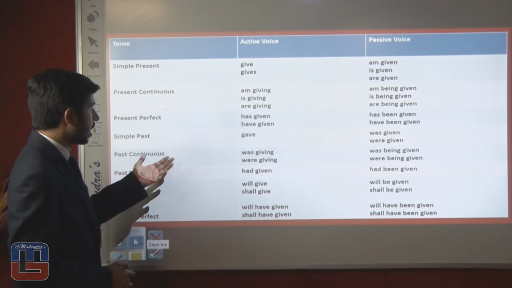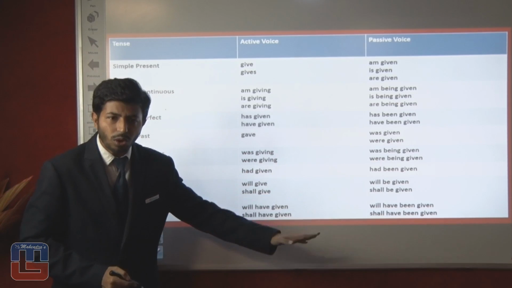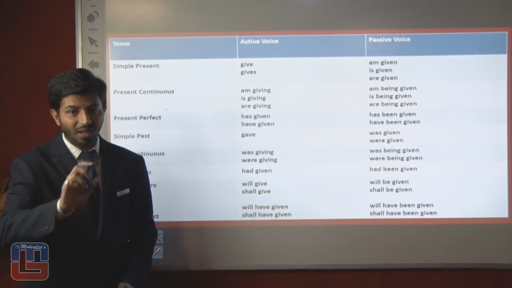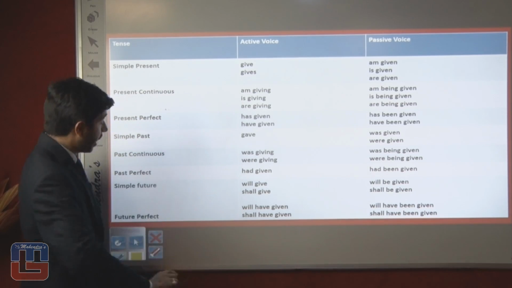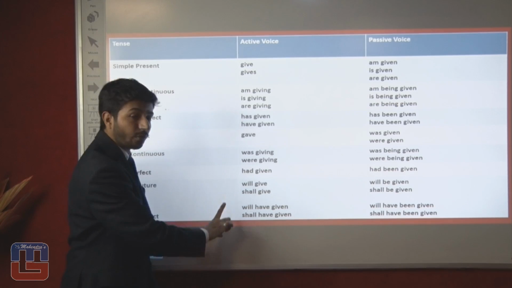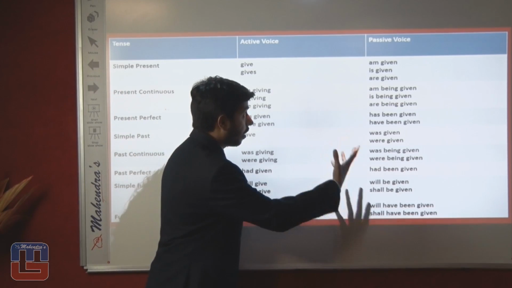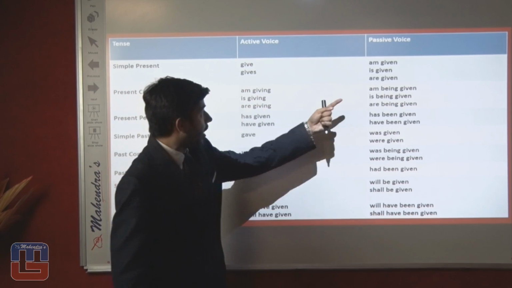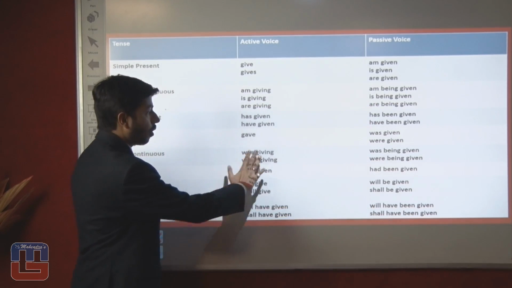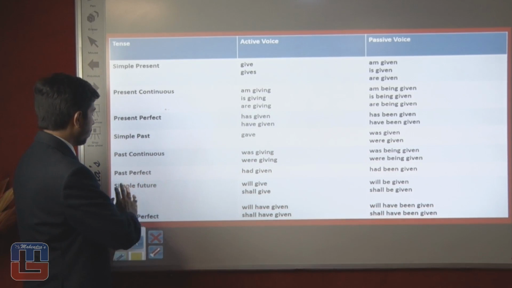And past continuous, as we have already learned present continuous and past continuous, so there is no difference except their helping verbs. In the present continuous, is, am, are are the helping verbs. In the past continuous, was and were are the helping verbs in the active voice. So in the case of passive voice, am giving changes into am being given. Same here, was giving changes into was being given. So this is a very simple rule.